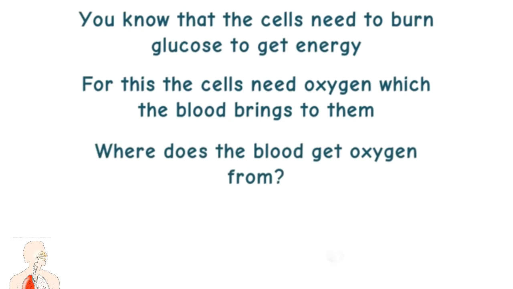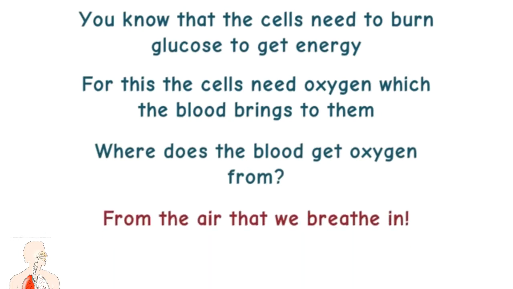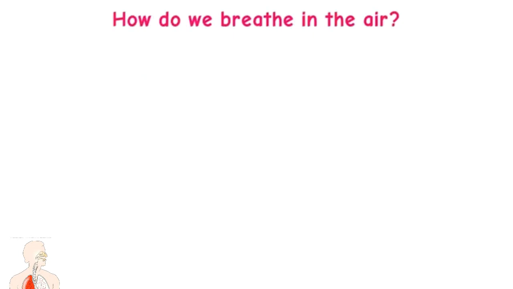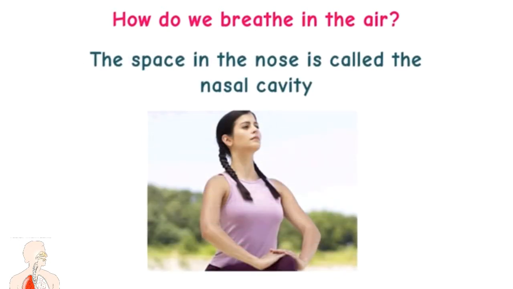Where does the blood get oxygen from? From the air that we breathe in. How do we breathe in the air? We breathe it in with our nose. The space in the nose is called the nasal cavity.